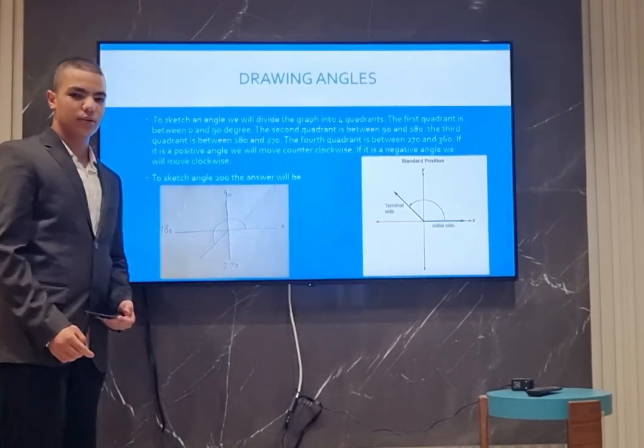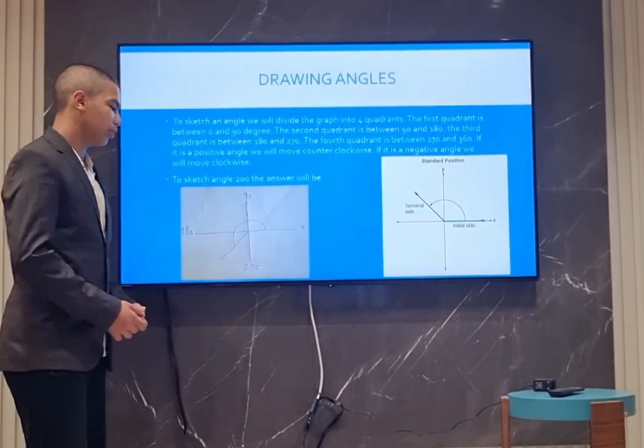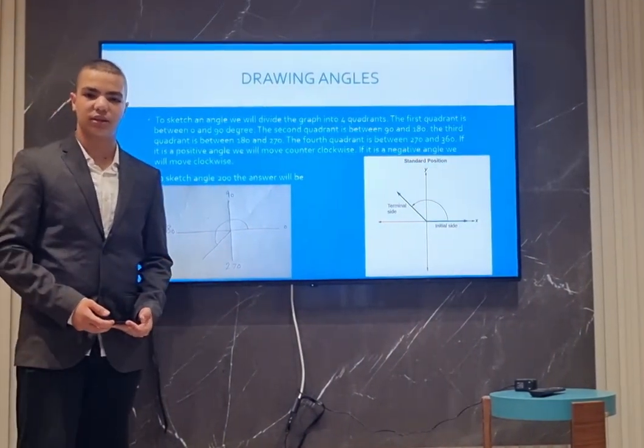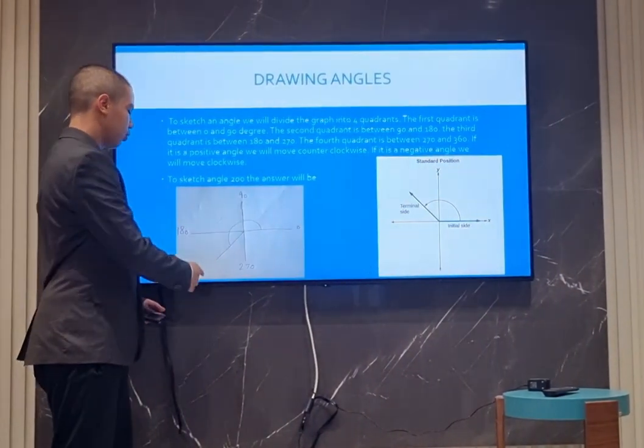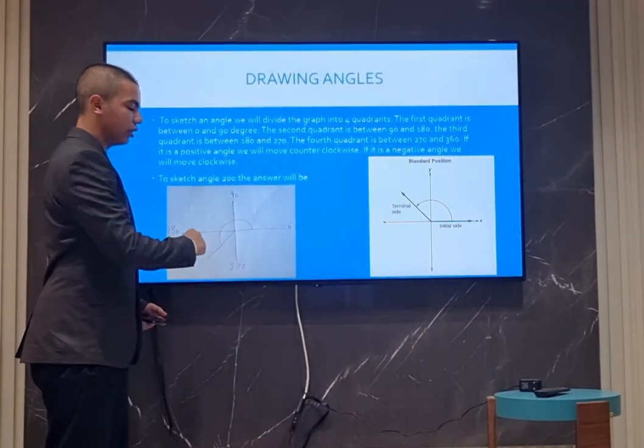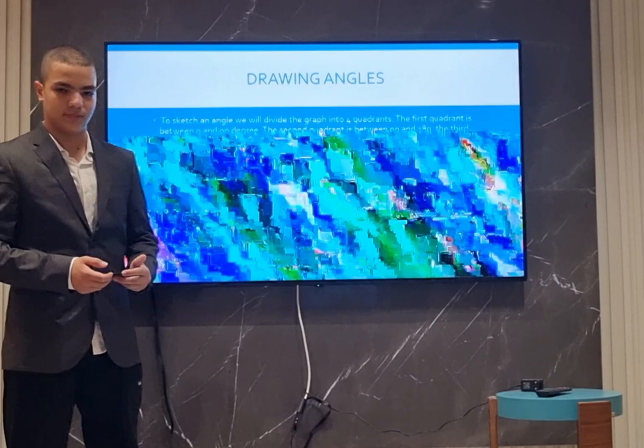Then we see which quadrant it is in. It is in quadrant 3 because it is between 180 and 270. So we draw a line in quadrant 3. Then we connect the two lines and move counterclockwise, like we did here.